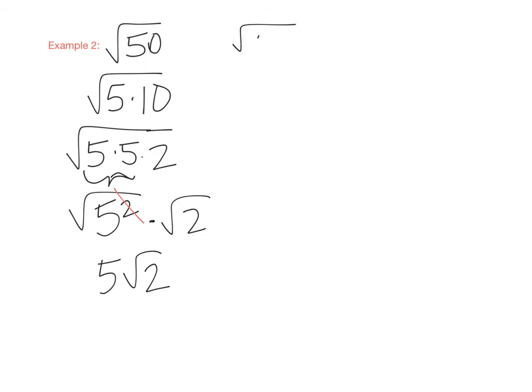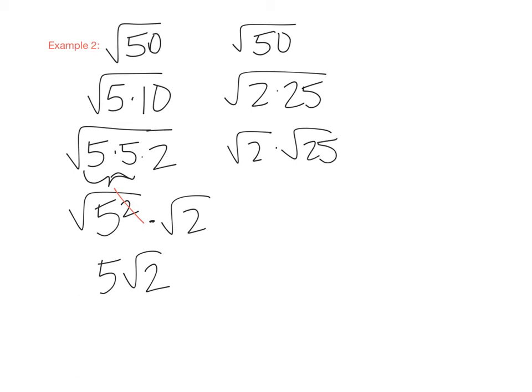Trying it from another approach, instead of breaking it down into 5 and 10, let's try breaking it down into 2 and 25. Oh, okay, so now we have the square root of 2 times the square root of 25. And we know the square root of 25 is 5. And we're just left with the square root of 2. Now I put the 5 in front because it's easier to read when we're multiplying. It might get a little confusing if I put the 5 behind. We might think it's under the square root sign.